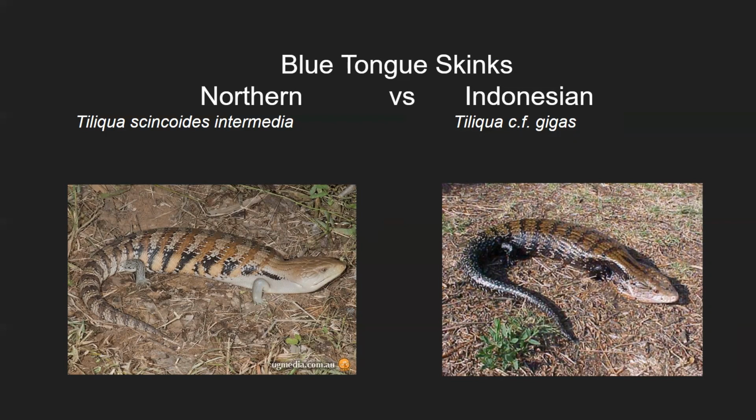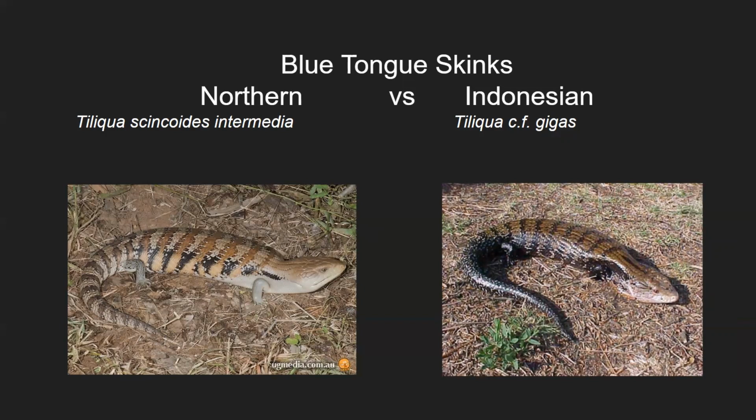All right, if you look at the pictures, your northern tends to have a lot less black on them. Their little stubby legs don't tend to be dark in coloration. Whereas your Indonesian, you have normally darker colored legs, darker complexion, especially on the bottom side of that little body.